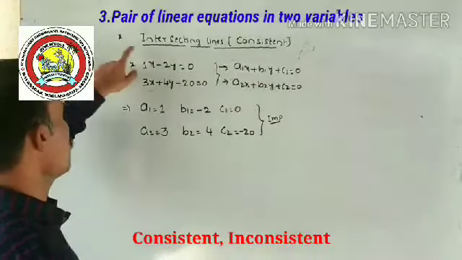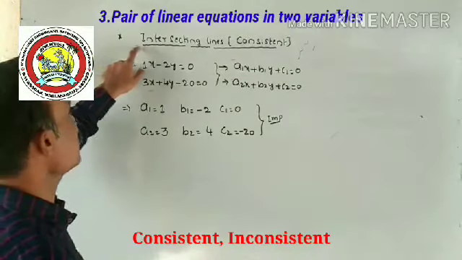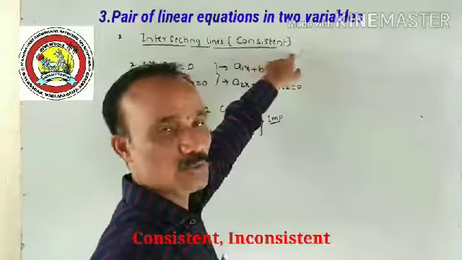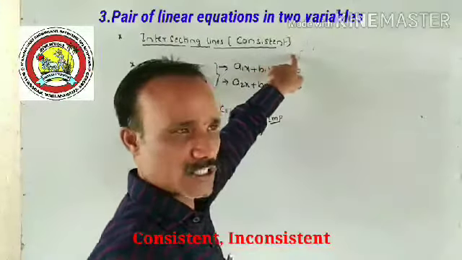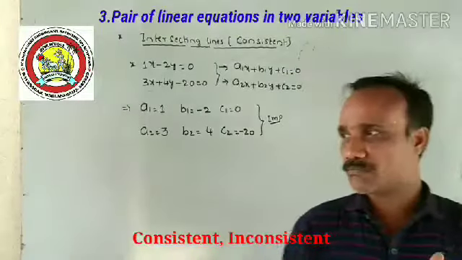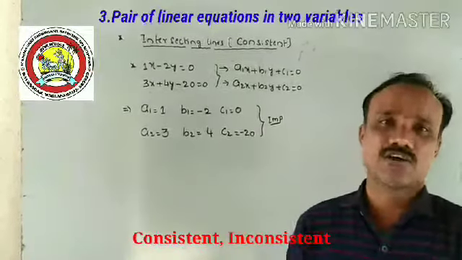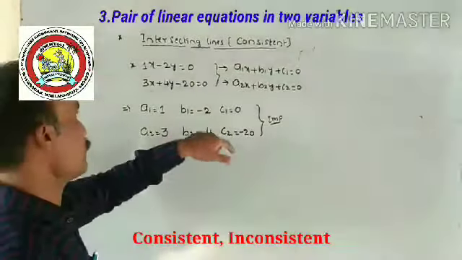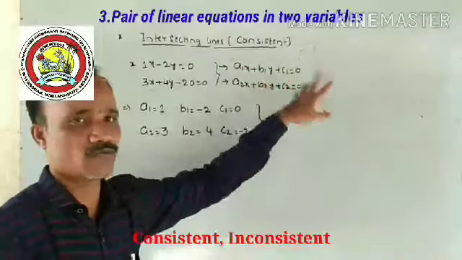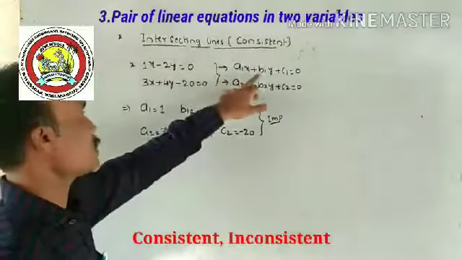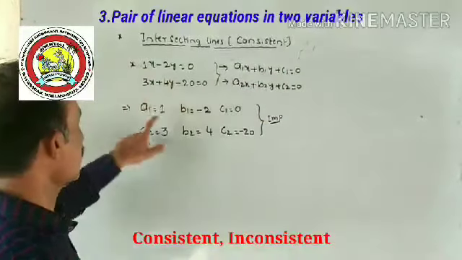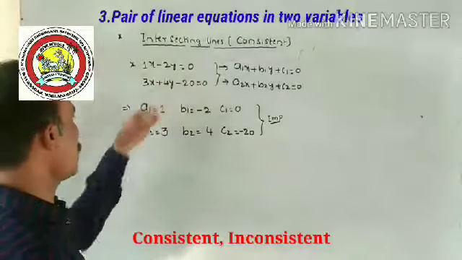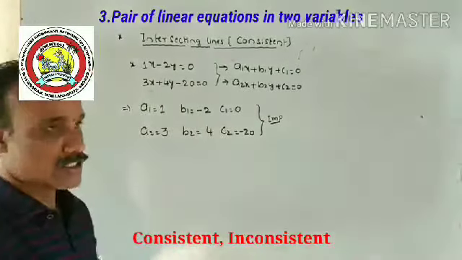I repeat once again. Now we are going to check about intersecting lines. If it is intersecting lines, the equations are consistent. In examination, they will ask, check whether the pair of linear equations is consistent or not. You have to do it this way. First, note down the equations and compare to the standard form of pair of linear equations. Write the a1 value, b1 value and c1 value. Next, similarly for the second, write the a2 value, b2 value and c2 value.